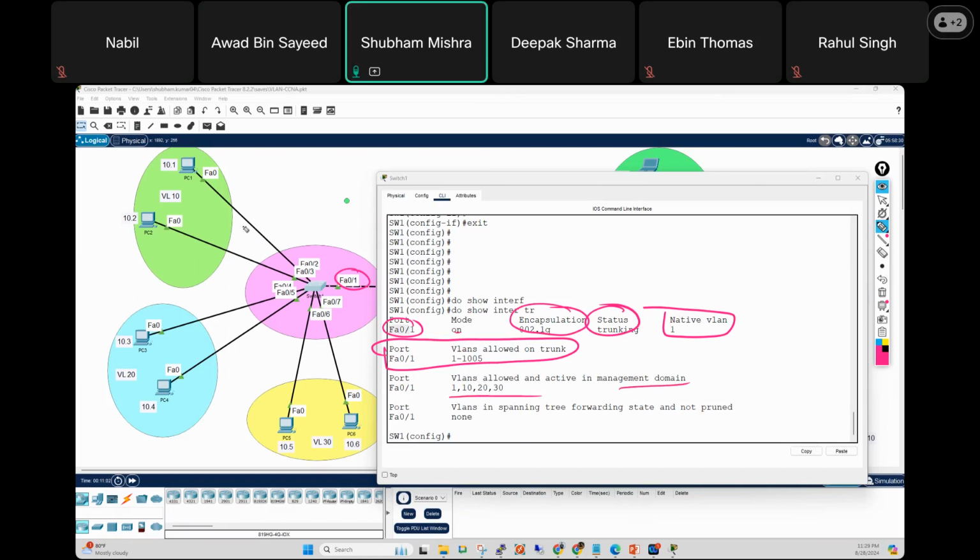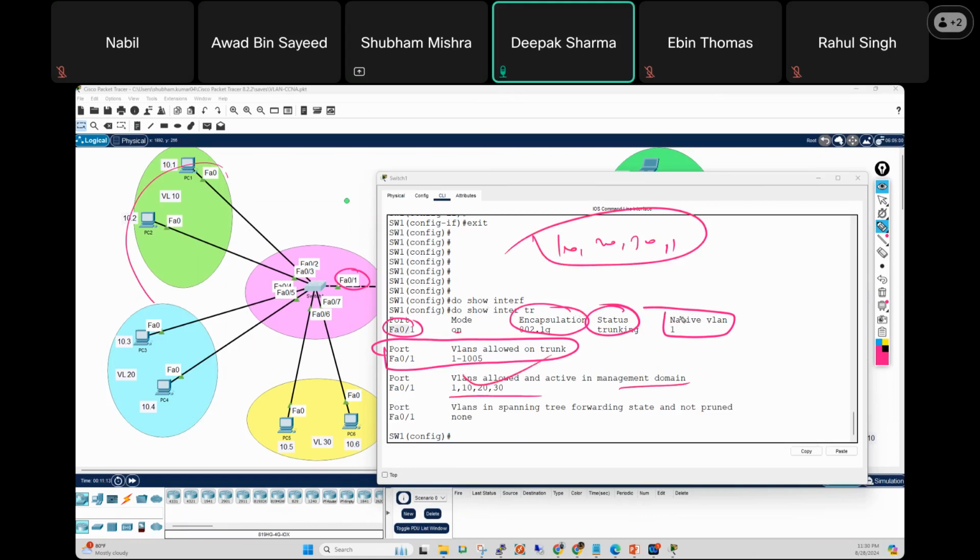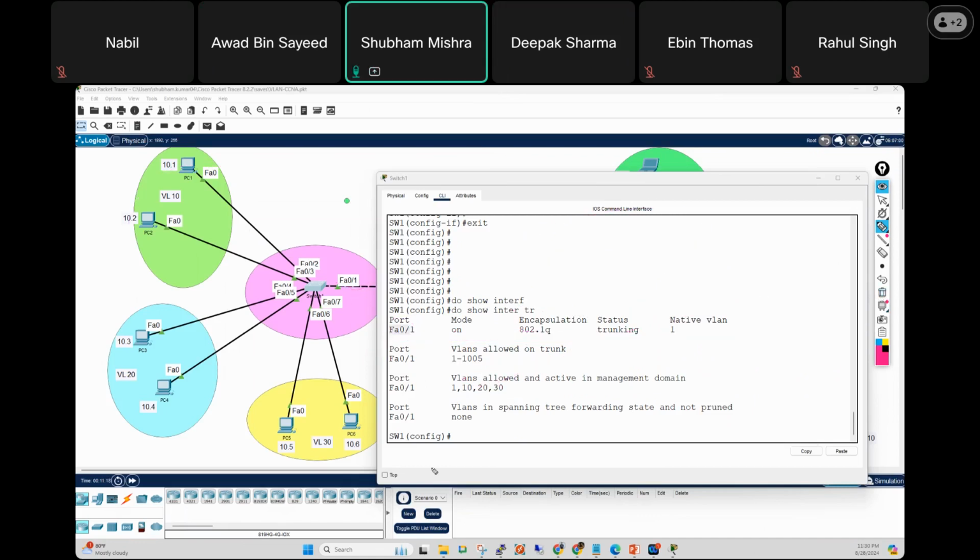It means, see, here in your topology, you configured VLAN number 10, you configured 20 and 30, and VLAN 1. It means these are the active VLANs in your topology. Yes or no? That's the reason these VLANs are 1, 10, 20, 30. Clear, everyone? I hope you guys understand.